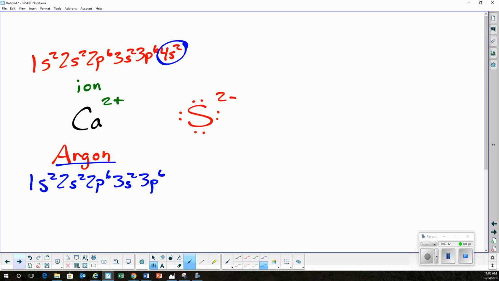Okay? So really quickly, give me, or write down, the electron configuration for sulfur, and then fix it. Tell me what noble gas it's like, and give me the new electron configuration. So practice.